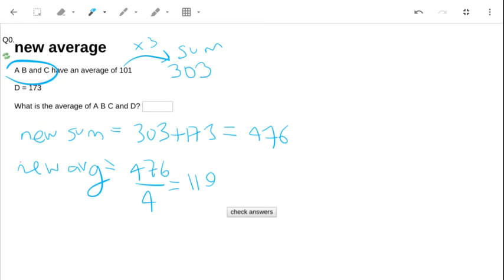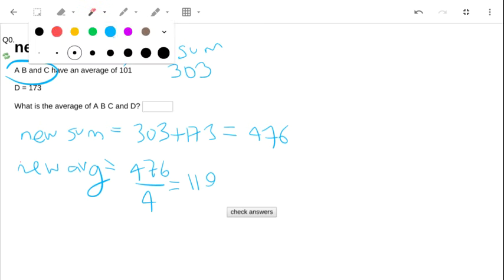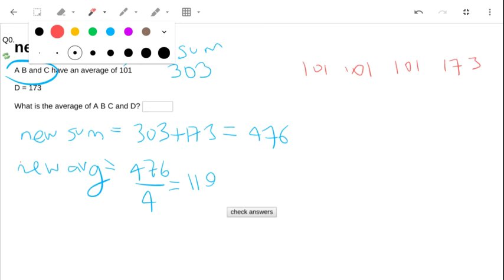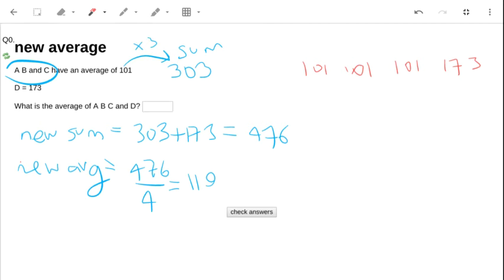The other way of doing this is thinking about what an average means. An average is when you could kind of replace those four numbers. In this case, I've got 101, 101, and 101, and I've got 173. What if I were to replace those four numbers by four numbers that were all the same? Now, in order to do that, I'd have to take the extra 72 here and spread it. I'd have to spread it 4 ways across the four numbers.